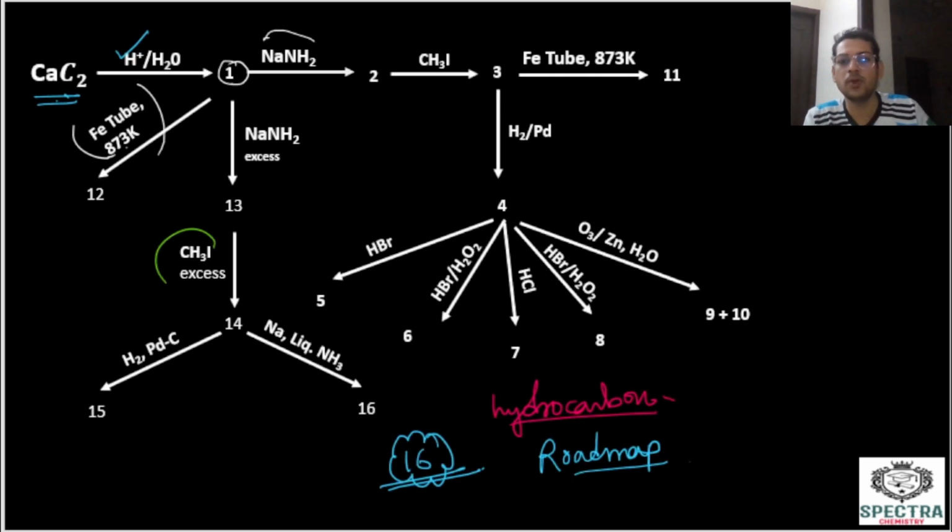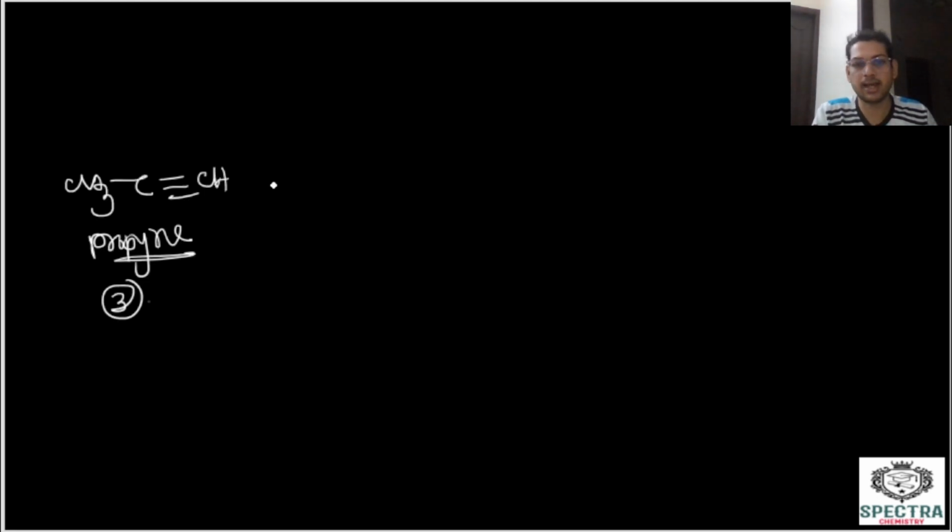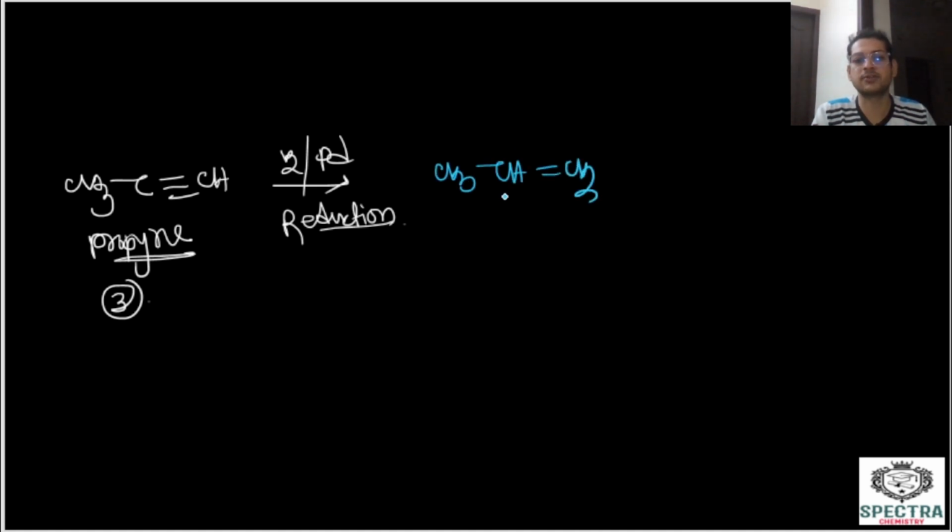Sir, what do I have to do? Compound 3, you have to react with H2/Pd. H2/Pd means that I can do a single step of reduction. And if I do, I'll get CH3, CH double bond, CH2. It was the alkyne. If I reduce, I'll get alkene.